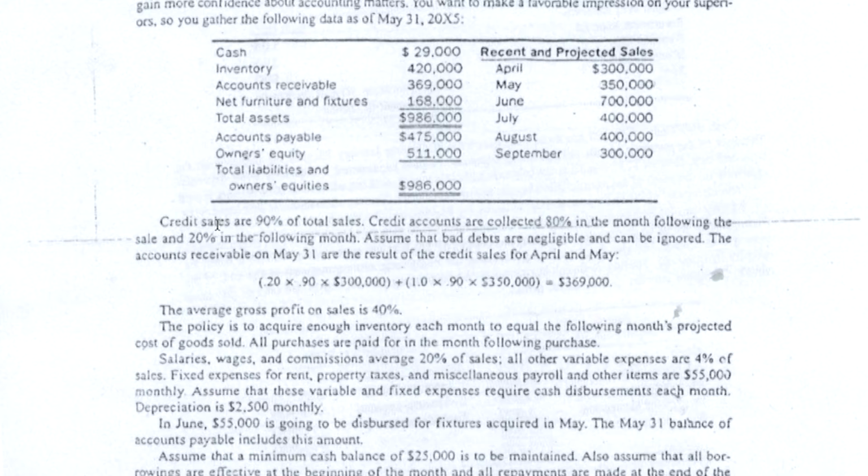Credit accounts are collected 80% in the month following the sales and 20% in the following month, right. So, it is collectible over the next 2 months. Assume that bad debts are negligible and can be ignored. So, whatever the credit sales are going to be, they are fully collectible. Hardly is there any bad debt.